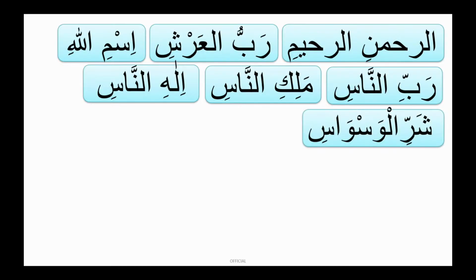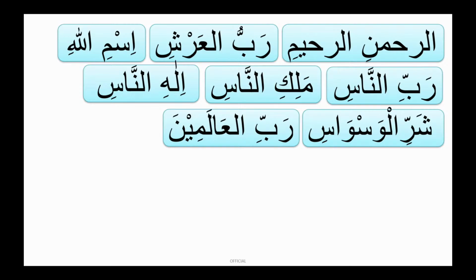Rayhan, can you read this? Sharril Waswas. So the first ism is sharri. Is it heavy or light? Light. And do we have any al at the beginning? No. And is the next ism jar or not? Yes. So this is another example of mudaf ilayh.